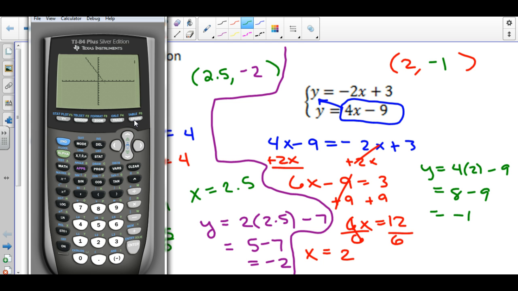And now I'm going to hit graph, and what I'm really looking for is an intersection at the point 2, negative 1. So it looks like it's about right here. I'm going to hit second trace, and again, you do not have to do this.